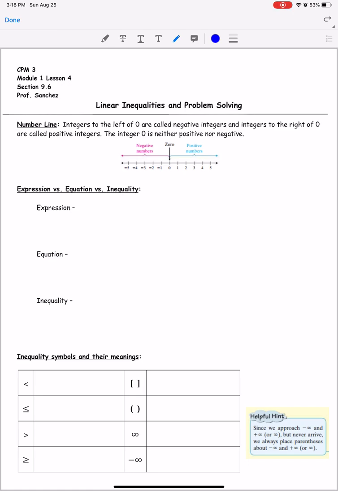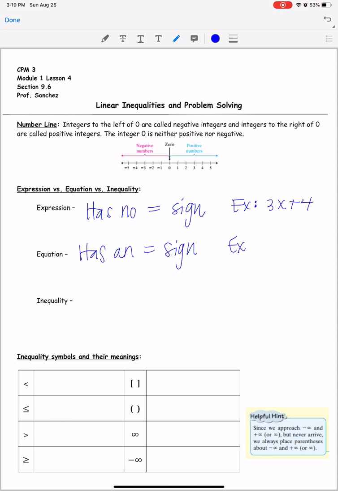An expression has no equal sign. So for example, that would be something like 3x plus 4. An equation has an equal sign. So for example, 3x plus 4 equals 10.